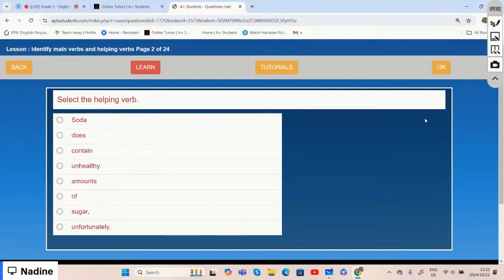Soda does contain unhealthy amounts of sugar, unfortunately. We need to select the helping verb. Like I say, first try and identify the main verb and then the word before the main verb is our helping verb.